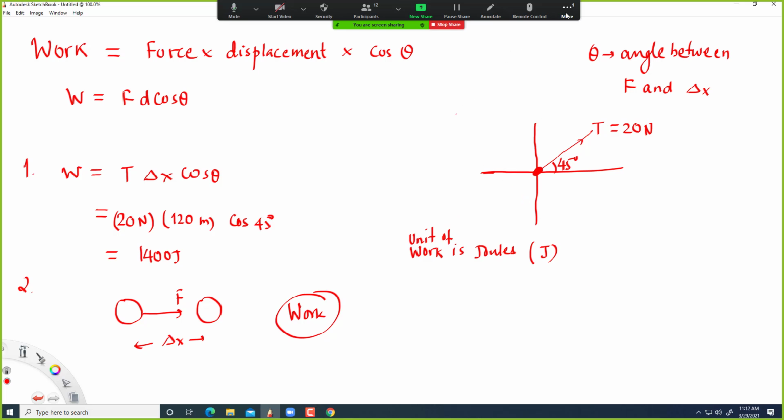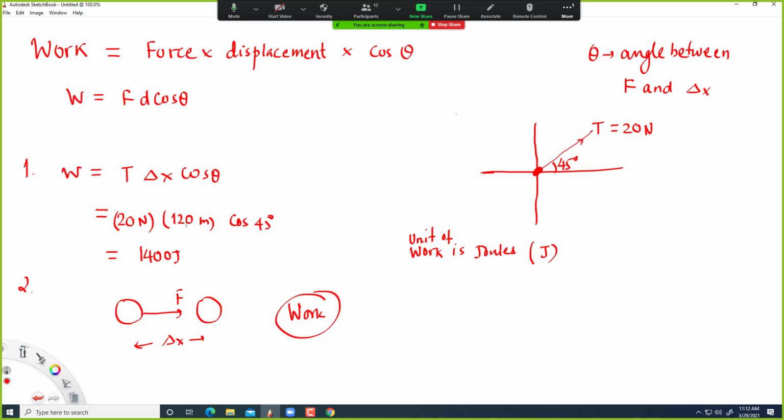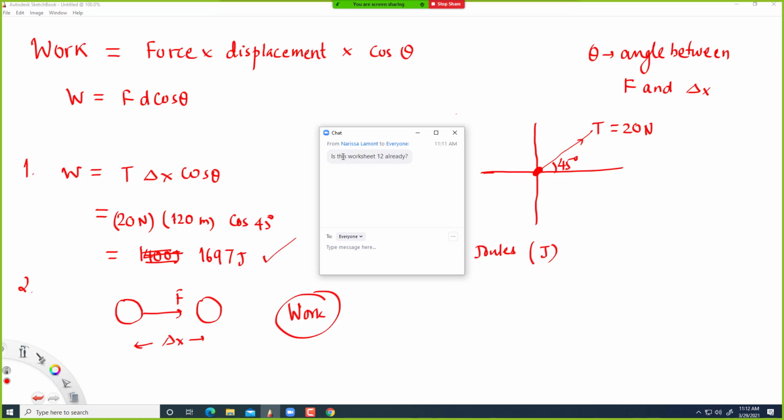How did you get 1400 on the first one? Oh, I may be wrong. It's not 1400. Sorry, I was using 100 meters for my question, but it's 120, so it would be different. I think you are right. It's 1600, right? 1697. Yes, that's right. In my question I had 100 meters here and I changed the distance. Thanks for pointing that out.